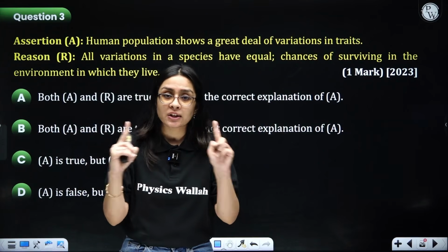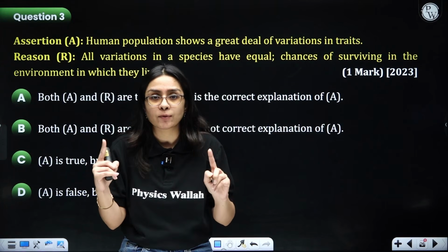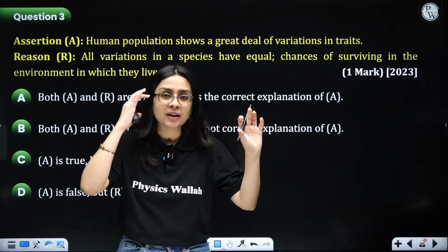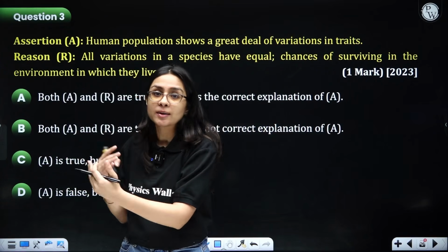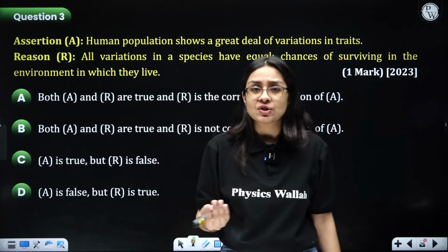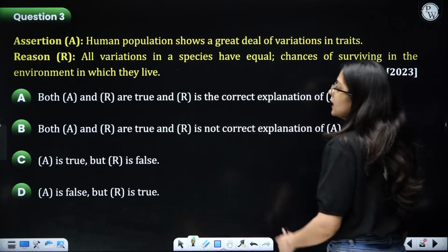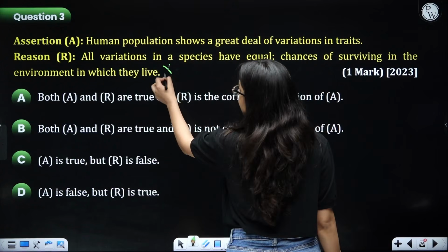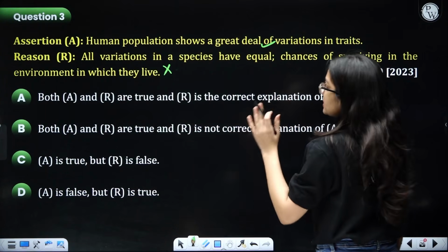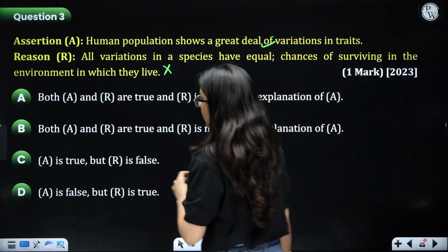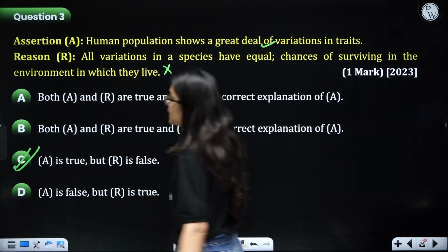So the variation in the immunity was not always helpful. Only the higher immunity ones were able to survive, so it was beneficial. But what about the lower immunity variation that was not able to survive? So definitely it was not beneficial. That means not all variations are helpful. So we can eliminate the reason, but obviously the assertion happens to be correct. So we have to choose assertion is correct, but reason is false. That is option C is the correct option.